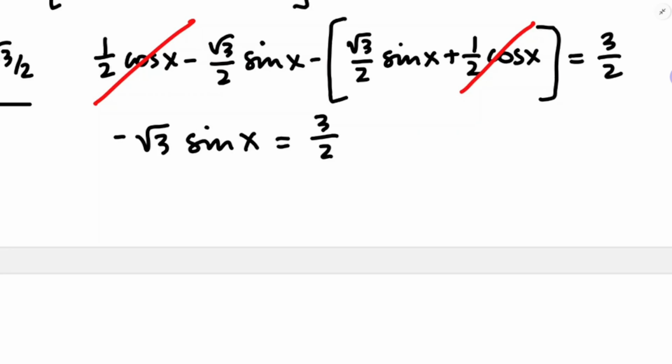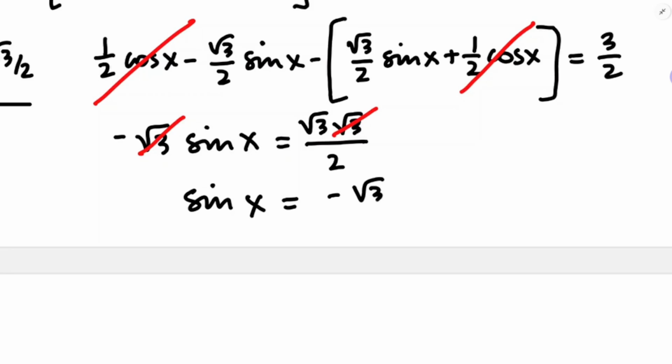When I do this, just to convince you of why this is going to work, instead of 3 halves, I'm going to still write it as a number of halves. I'm going to write the 3 as root 3 times root 3, so that you can see that when I'm dividing both sides by the square root of 3, I'm going to get root 3 over 2. And so sine x is going to equal negative root 3 over 2.